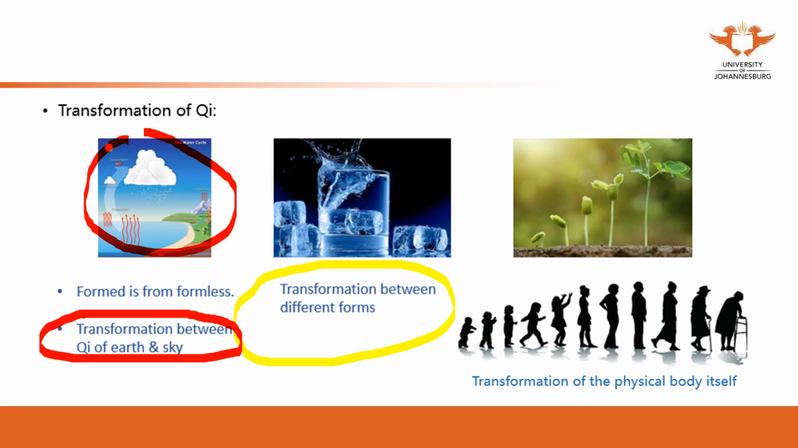The transformation also can happen within one object. For example, the transformation of the physical body itself from baby to adult to senior. A tree, a plant, from primary to mature, and then in winter it dies and goes back to the roots. So these are all transformation.